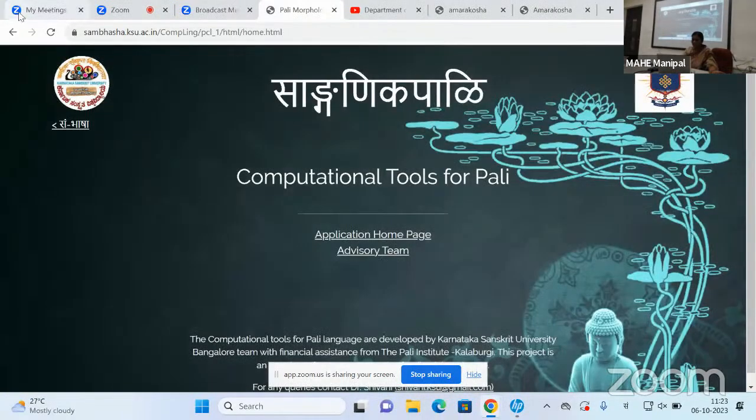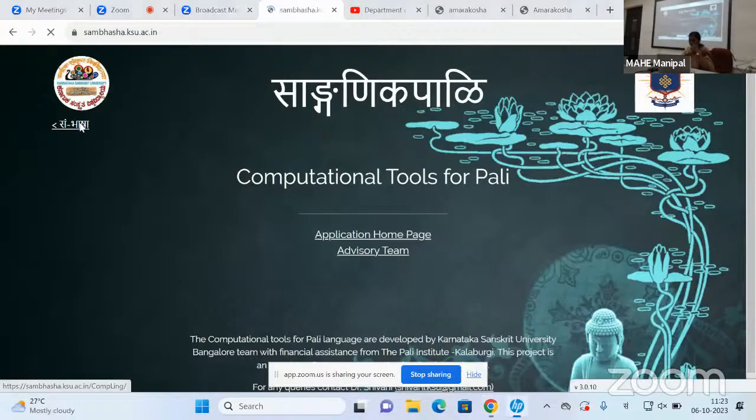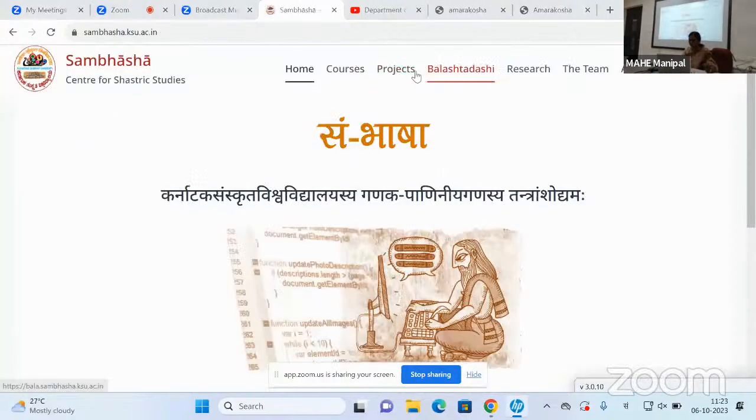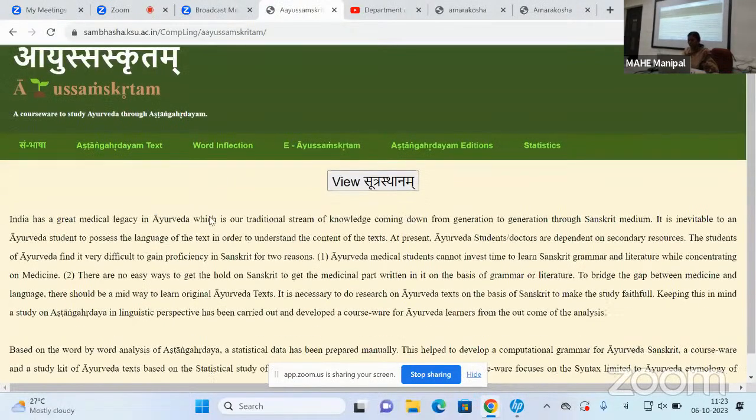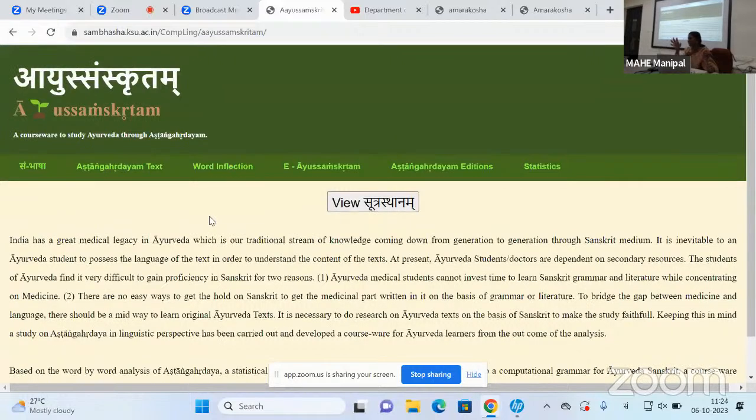So the next tool we made is Ayush Samskritam. This is very interesting actually. If someone is interested in textual analysis, if someone is a student of Dvaita philosophy and all, they can work on it. You can take a Dvaita philosophy text and work like that.